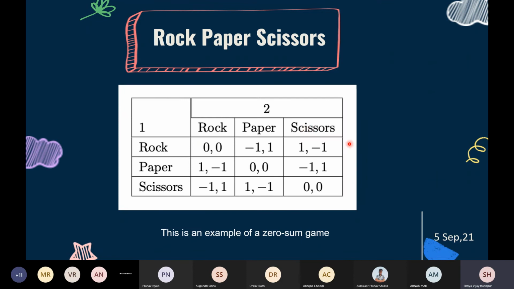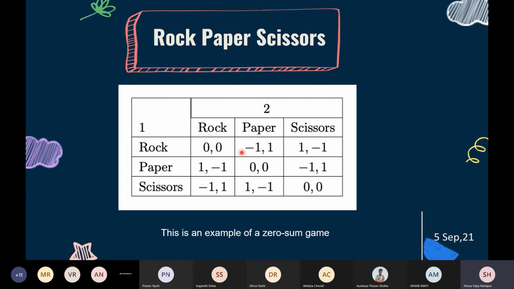Okay, I'll move on to the last one. I won't discuss this much because this is, I think, a very obvious example. All of us know what it is. We've all played rock, paper, scissors. The interesting thing that you need to note here is that it's a zero-sum game, which means the sum of utilities for each player in each case is zero, which means one player's loss is exactly equal to the other player's gain. So this is what a zero-sum game is.